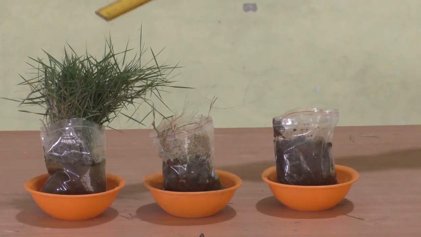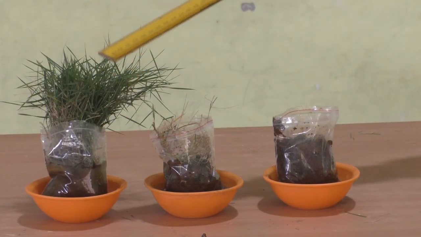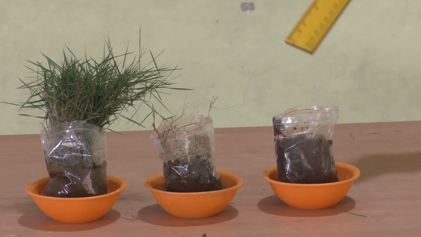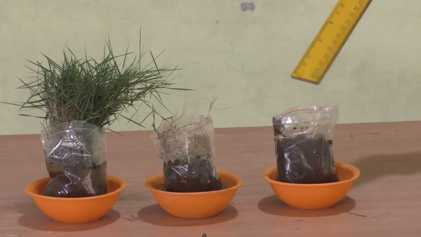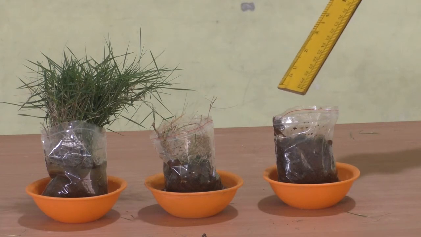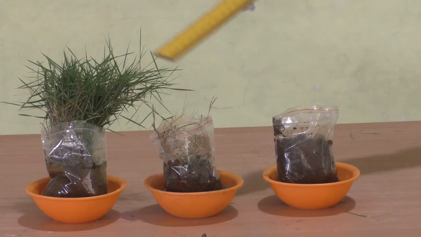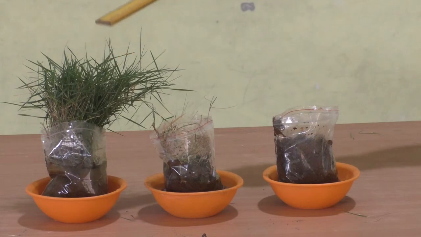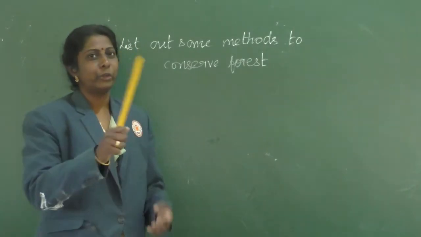Because the roots of the plants keep the soil firm, it prevents soil erosion. So, soil erosion will be more in the soil layer alone. The water coming out from the top layer will be more turbid, the second one covered with dry leaves will be less turbid, and the one with plants will be clean. The roots of the plants keep the soil firm and prevent soil erosion. Clear, children? Yes.